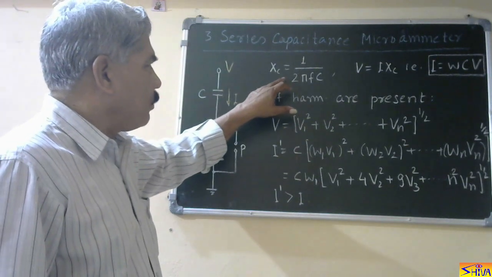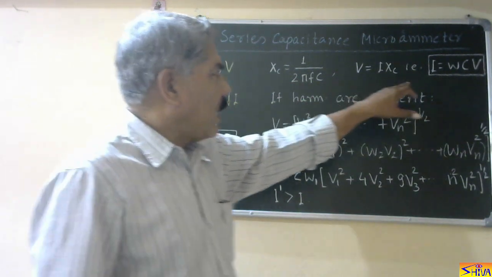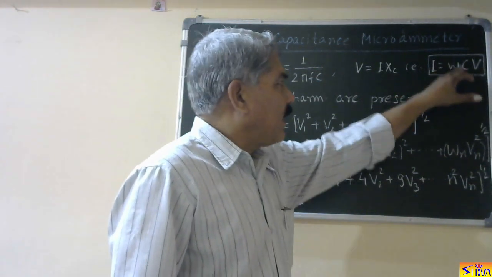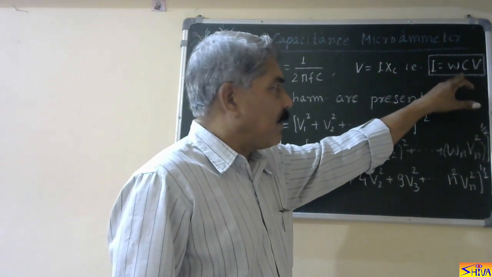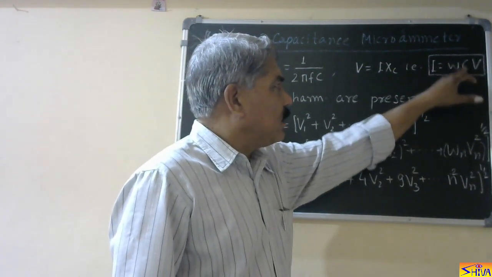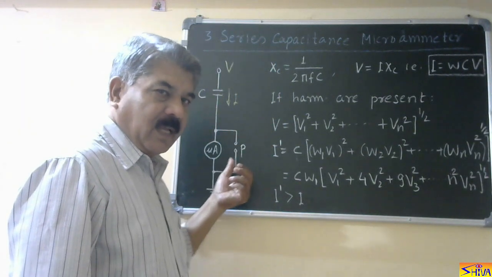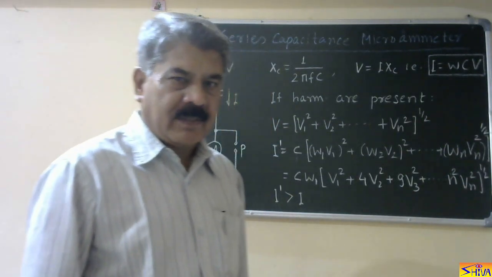Now this is the formula, XC is 1 upon 2 pi Fc. So V is equal to I XC, so I can be written as omega C into V. Omega is constant, that is 2 pi F, F is 50 Hz. Capacitance is also constant. So this is constant of proportionality, so this meter can be calibrated in terms of the high voltage to be measured.